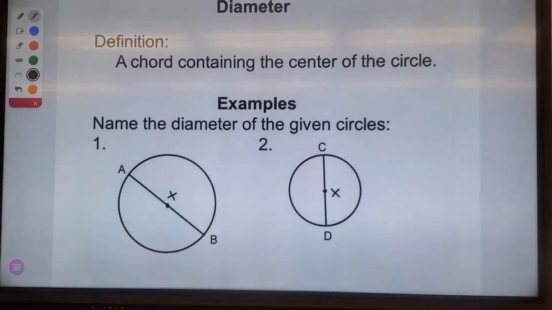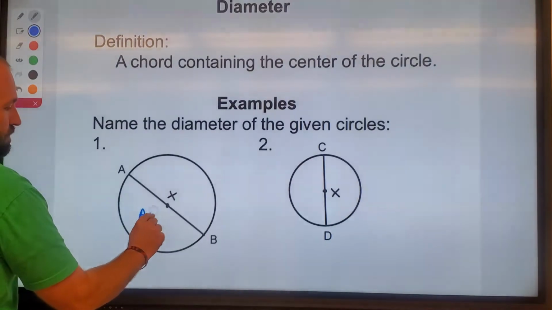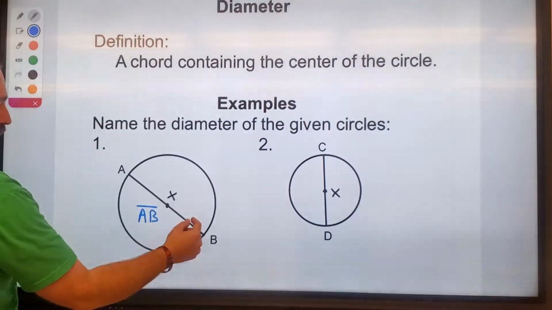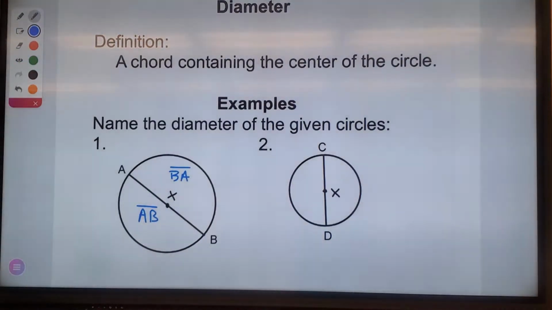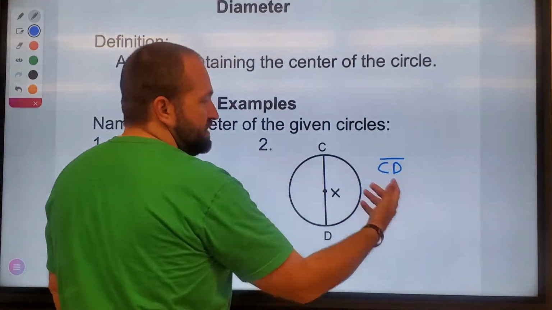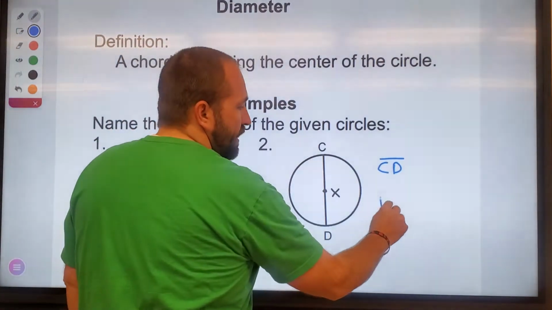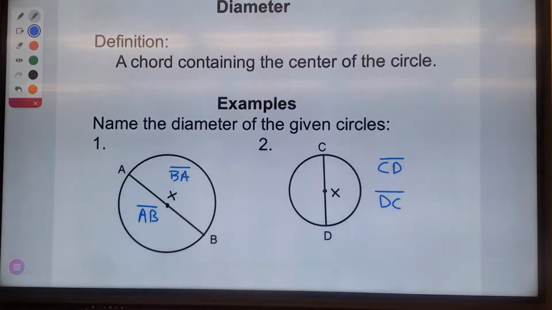But here we're going to name the diameter. Again, it's similar to a radius and a chord. We're going to use two letters that indicate that line segment. And again, I would prefer them to be in alphabetical order. So for number one here, AB would be my preferred answer, but I would also take BA as well. But again, AB would be preferred. Number two, also similar, CD, which again is alphabetical. That would be my preferred answer, or I would take DC, because those are still two letters that are on that line segment.